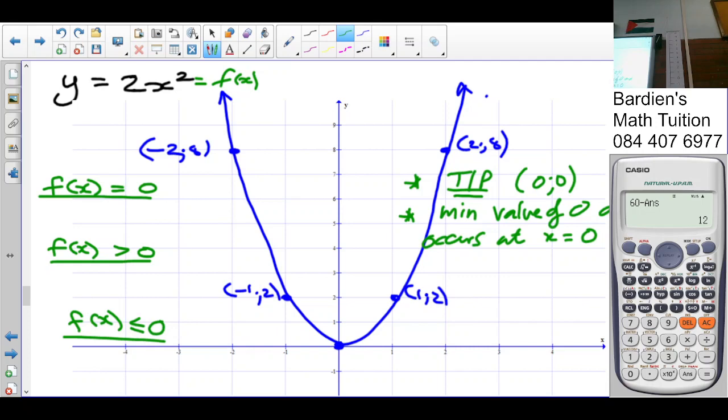So, f of x is what to us? F of x is the same as y. So in other words, the function 2x squared is equal to 0 where? So we see where y is actually equal to 0. Can you see this x-axis? What is the equation of this x-axis? Y is equal to 0. Can you see that, people? What did you say? What is the equation of the x-axis?